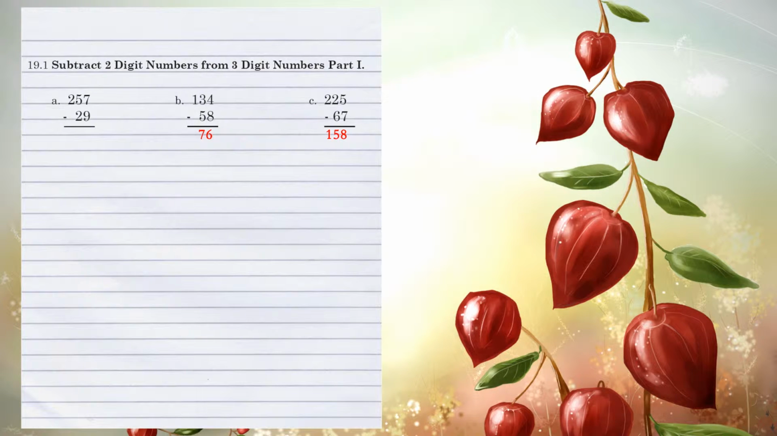We're going to start with our ones column. You cannot subtract 9 from 7. So that means we have to come over to the tens position, borrow from the 5, make it a 4. That in turn makes that 7 a 17.